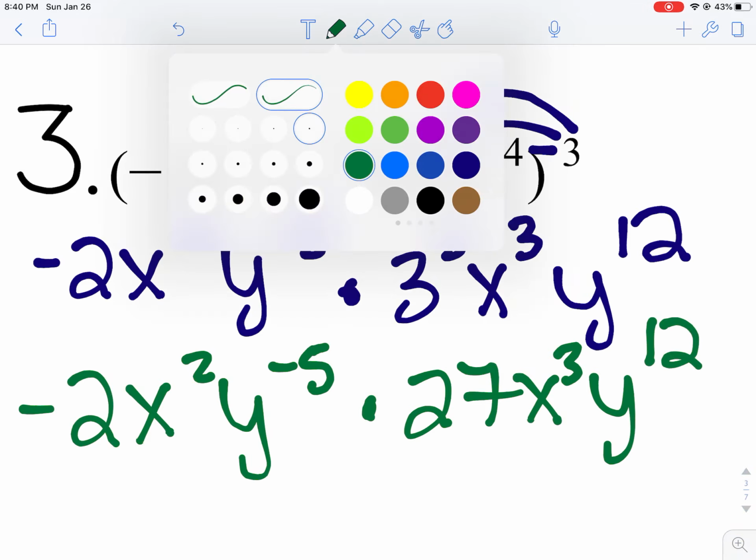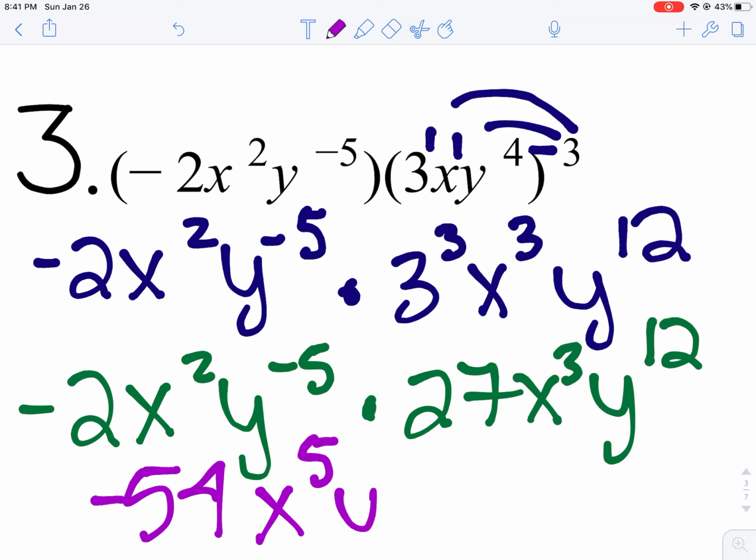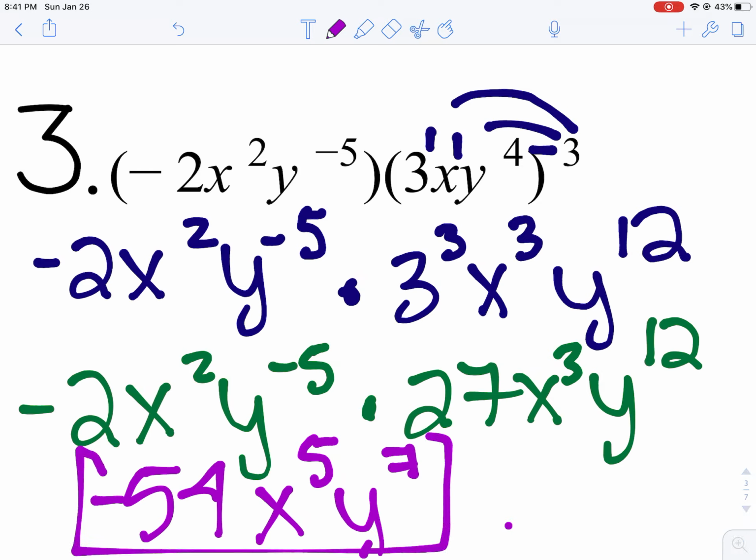So this looks like what we saw on yesterday. So we need to multiply our two numbers out front together. So -2 times the 27 gives me a -54. I have x squared and x to the 3rd. So 2 plus 3 gives me x to the 5th. And I have -5 and 12 with my y's. So -5 plus 12 gives me a 7. So y to the 7th. At that point, I am done.